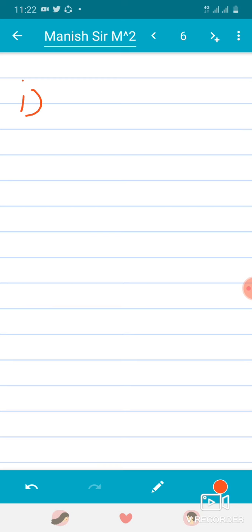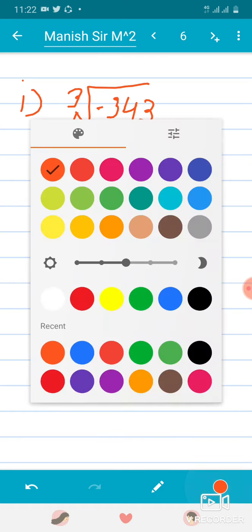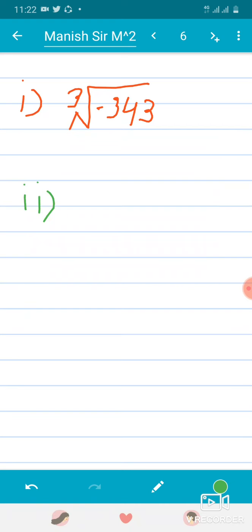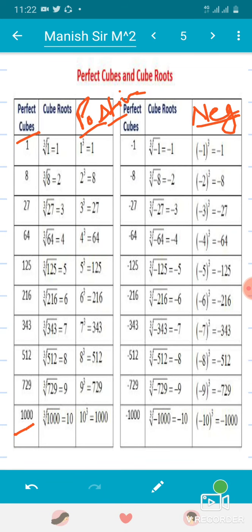First homework is to find the cube root of minus 343. Another homework is to find the cube root of minus 729. These are the two homework questions. I hope you can solve this homework with the help of this video and give the answer in the comment box. This is your homework, and this is the table of perfect cubes and cube roots of positive 1 to 10 numbers and negative 1 to 10 numbers.